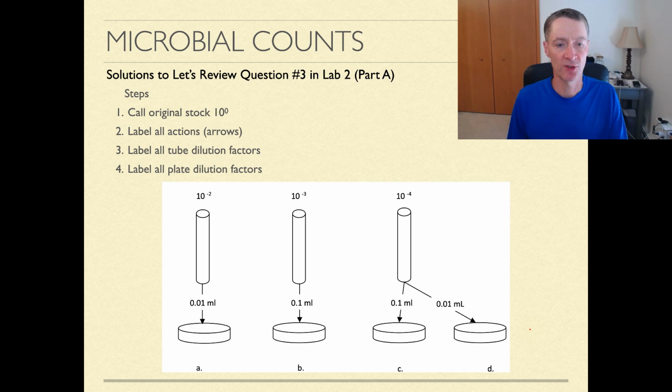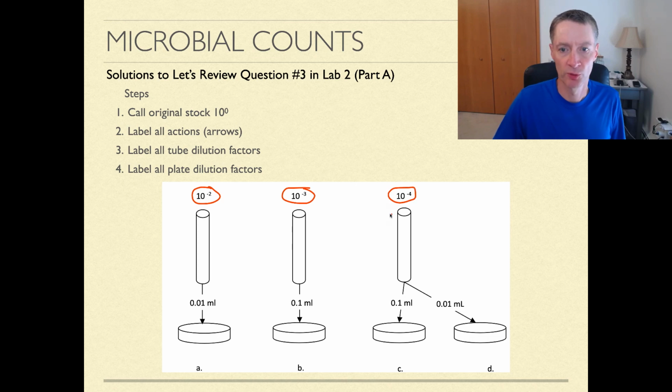We're again taking the same steps. However, they're actually not showing us the actual dilutions here. They're just giving us 3 tubes and telling us what those dilution factors are already. Those particular dilution factors are already given to us here, here, and here. This is what's in the tubes. So we do not have to do step 1, 2, or 3 in this particular problem, but we do need to label all of the plate dilution factors. That's what A, B, C, and D are. We need to give those.